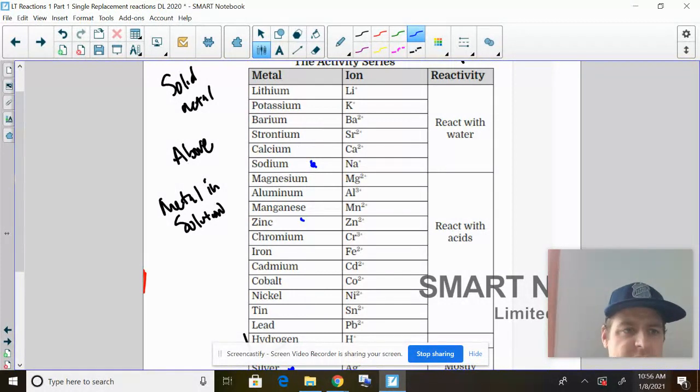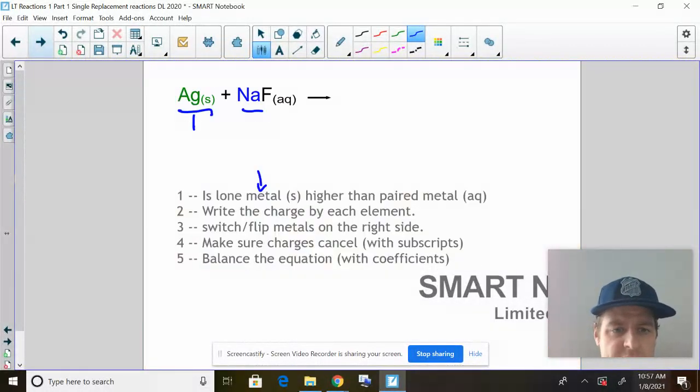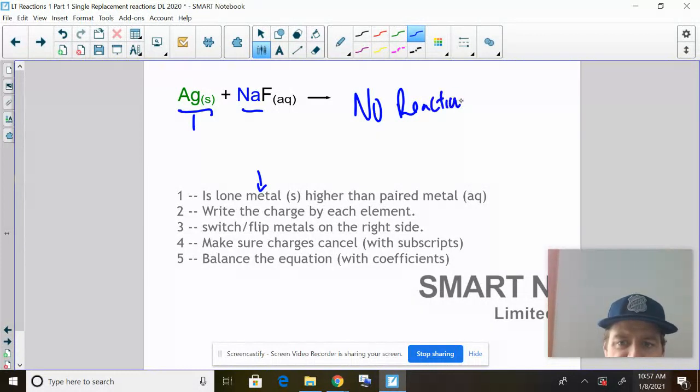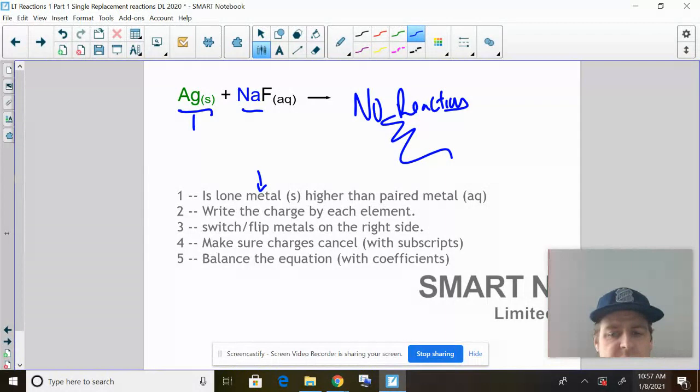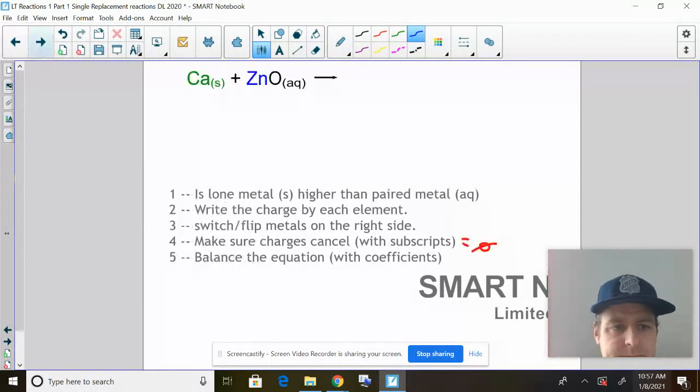So it becomes easy then, because sodium says like, I'm cooler than you, silver. You can't kick me out of the pool. So what happens then is we just say, "Hey, no reaction. This reaction does not happen." You could put silver in sodium fluoride solution and it doesn't happen. Okay, so let's do the next one. Calcium. Is calcium higher than zinc? Let's go to our chart.